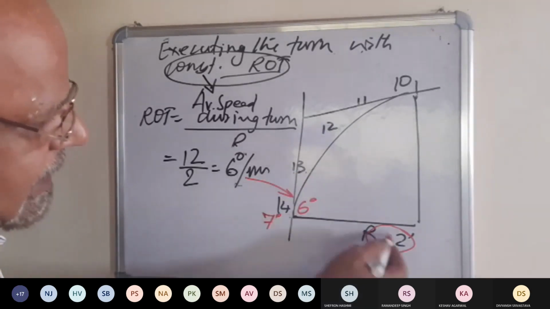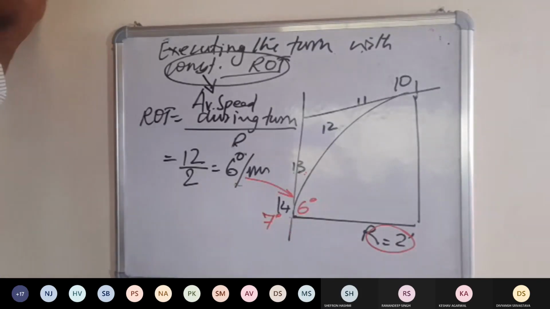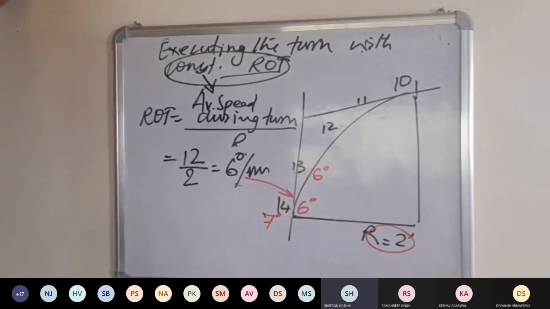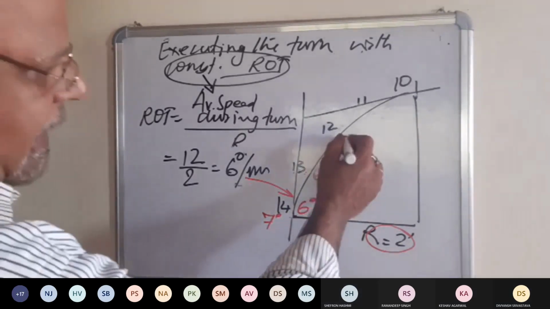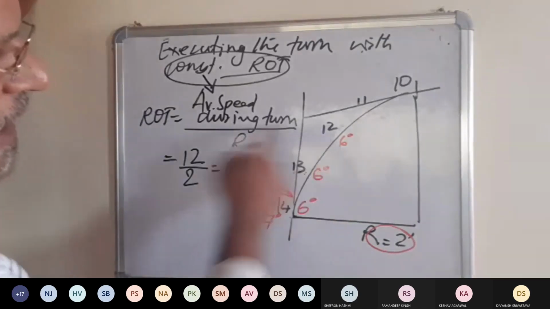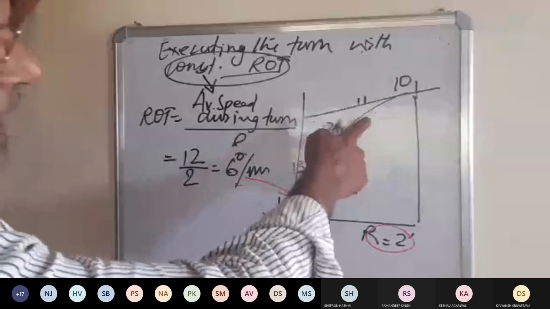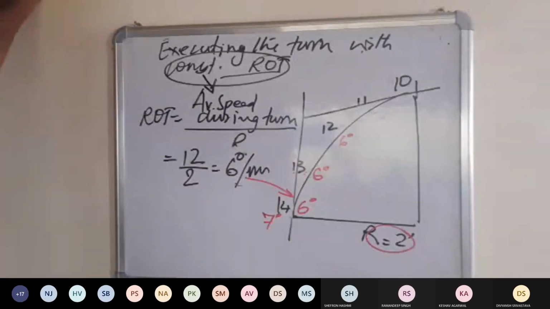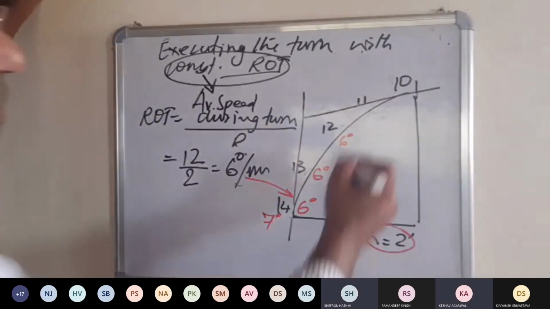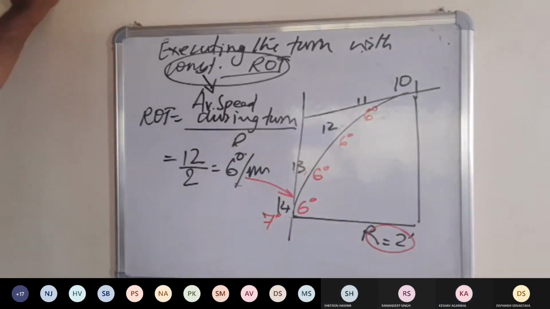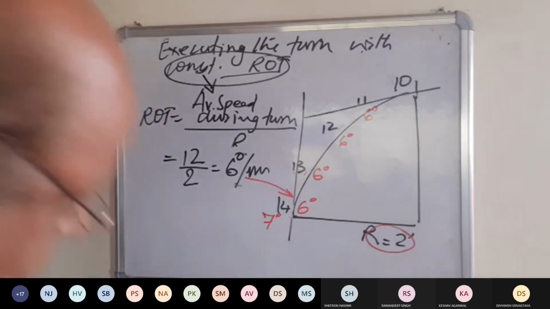Here, for 2 miles radius, the ROT required was how much? 6.5. But how much are you giving? 6. Here the required ROT was 6 and you are giving 6. The required ROT at this place was how much? 5.5. But how much are you giving? 6 degrees. Now understand this very clearly.